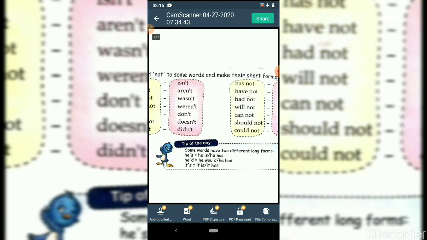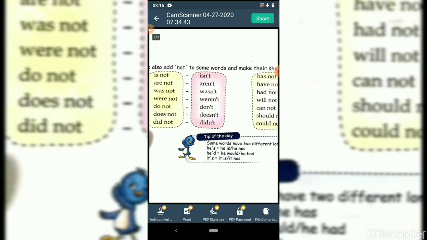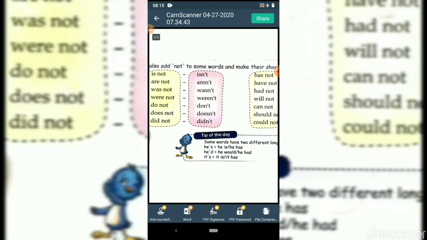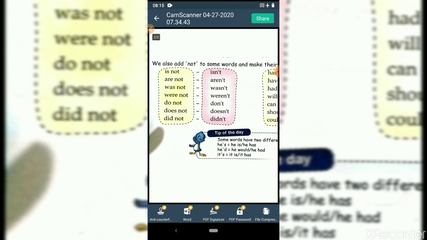Now, students, some more short forms. We also add not to some words and make their short forms. Let's revise them also. Is not, isn't. Here, keep in mind, in the negative words, we use the apostrophe after the n.